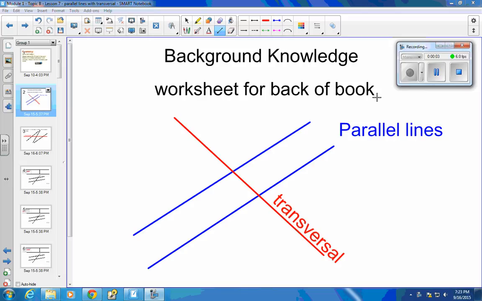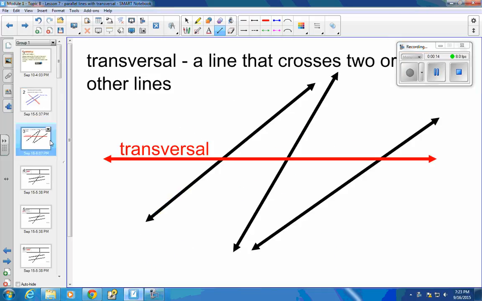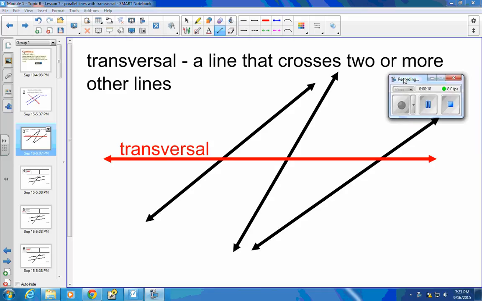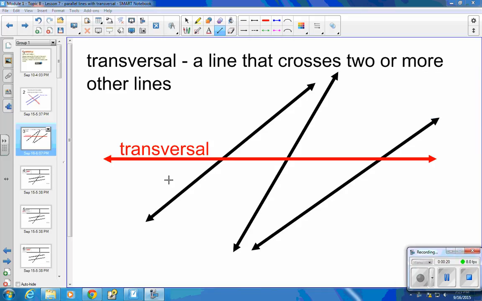Okay, parallel lines with a transversal. If you've got parallel lines like this and you cut it with another line, that line is called a transversal. The transversal doesn't necessarily have to cut through parallel lines. It just needs to cross through 2 or more lines. So this is also transversal. It's cutting through 1, 2, 3 lines, and they don't have to be parallel.